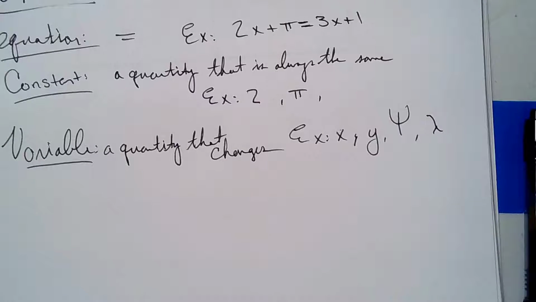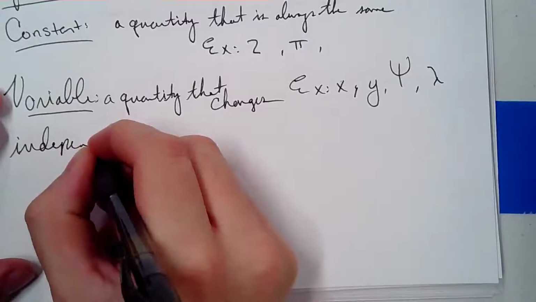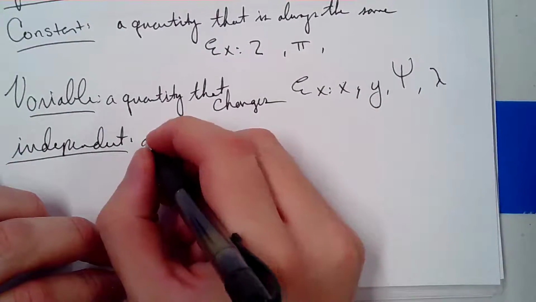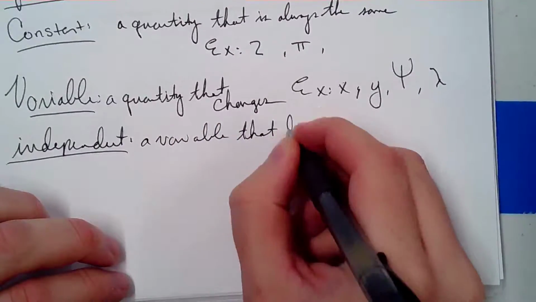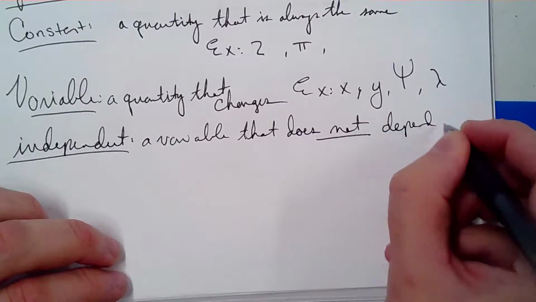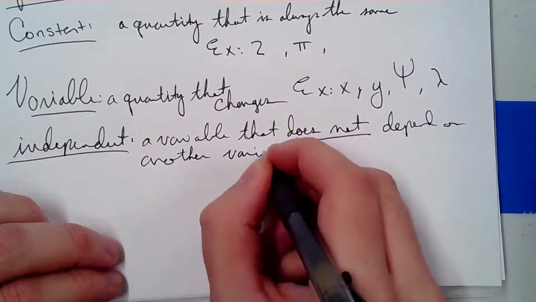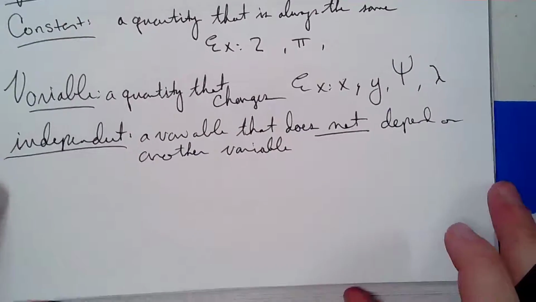Independent versus dependent. An independent variable is a variable that does not depend on another variable. She don't need no man, right? Independent: does not depend. If you're independent, you don't depend on something.